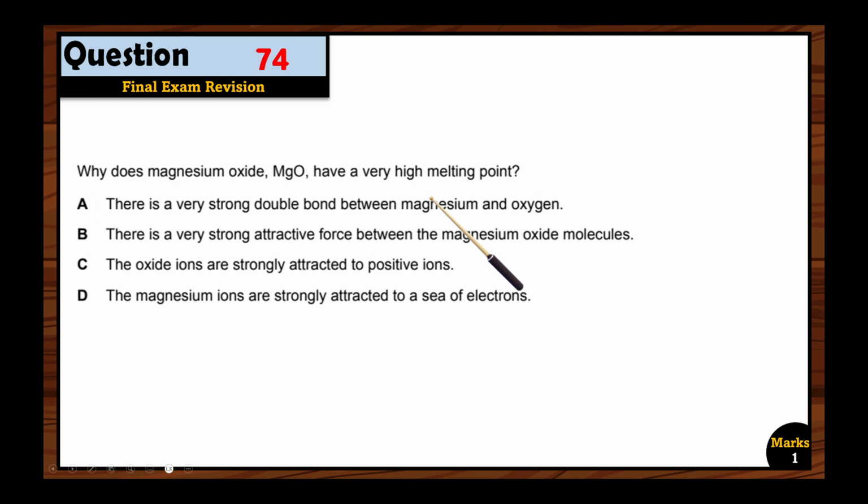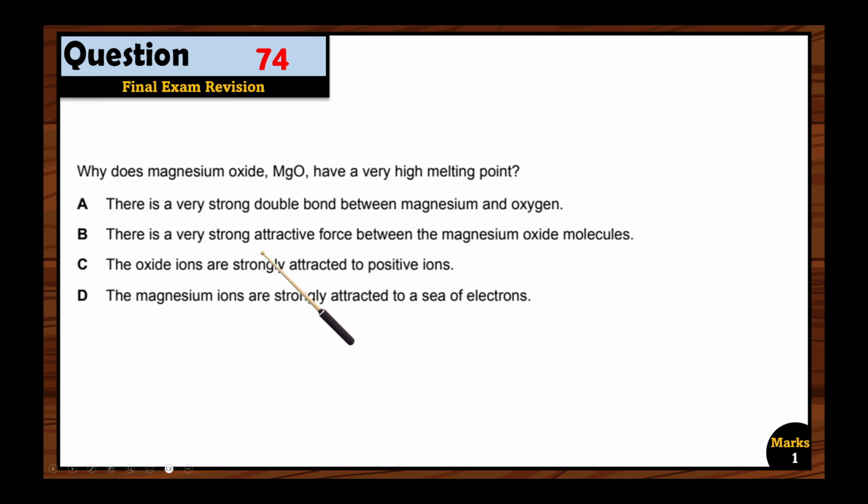Question 74. Why does magnesium oxide have a very high melting point? Magnesium oxide is an ionic compound. How do you know? Because magnesium is a metal and oxygen is a non-metal. So it has a high melting point. What is the reason behind this? There's a very strong double bond between magnesium and oxygen. Wrong. The double bond is not responsible for that. Also, magnesium doesn't have a double bond with oxygen. It just has a single bond, as you will see in the structure.